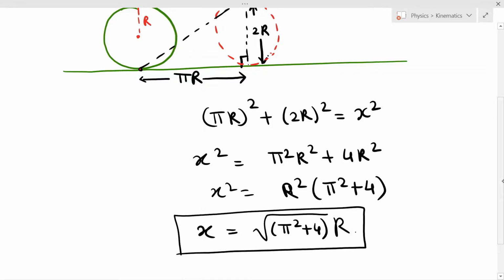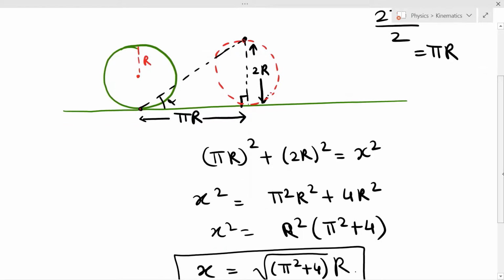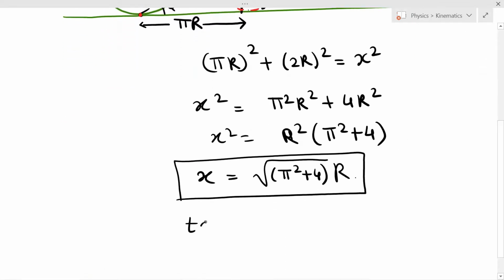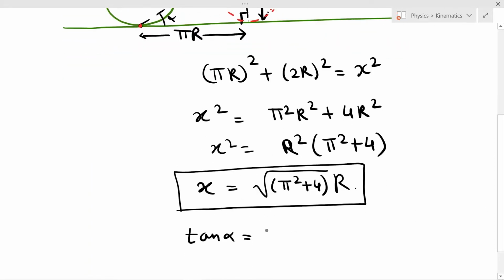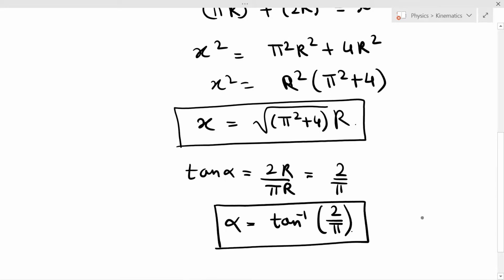Now what is the direction? Let's say the angle is alpha, so tan alpha is equal to opposite side 2r divided by adjacent side pi r, that is 2 by pi. So alpha is equal to tan inverse of 2 by pi. So this is the direction of the displacement.